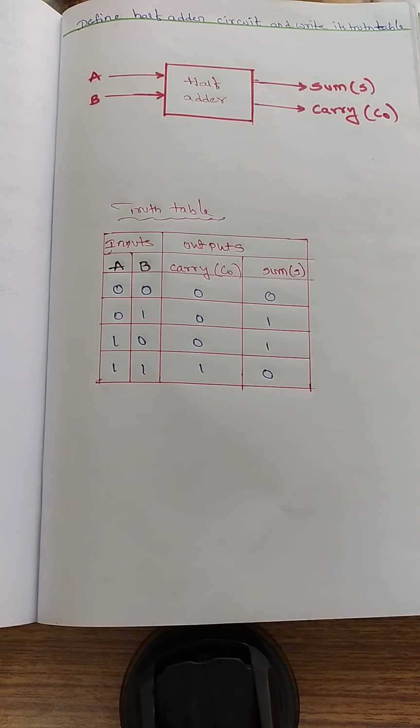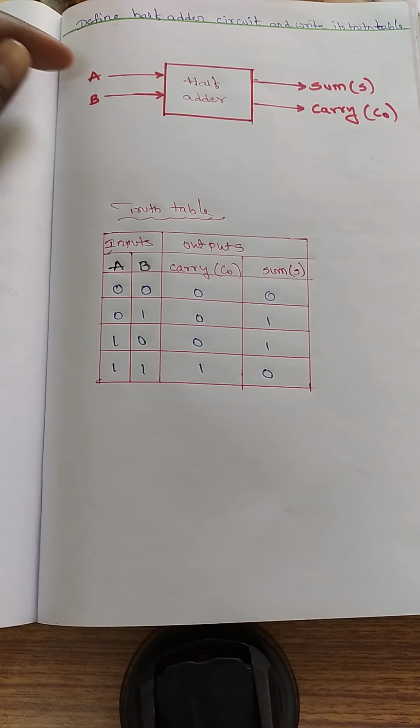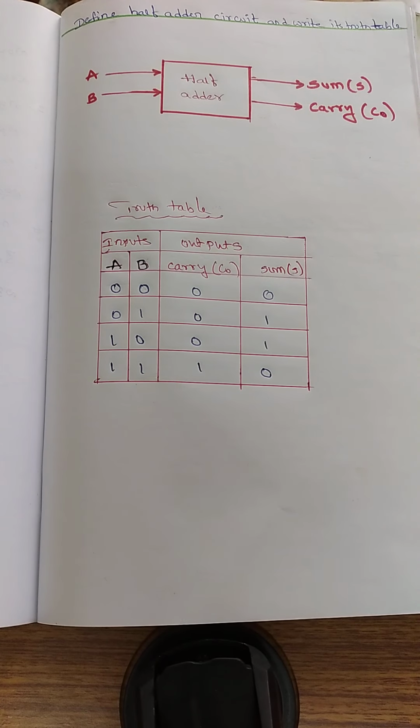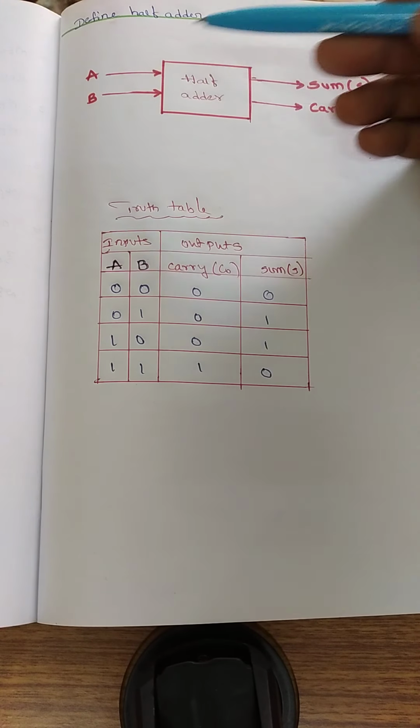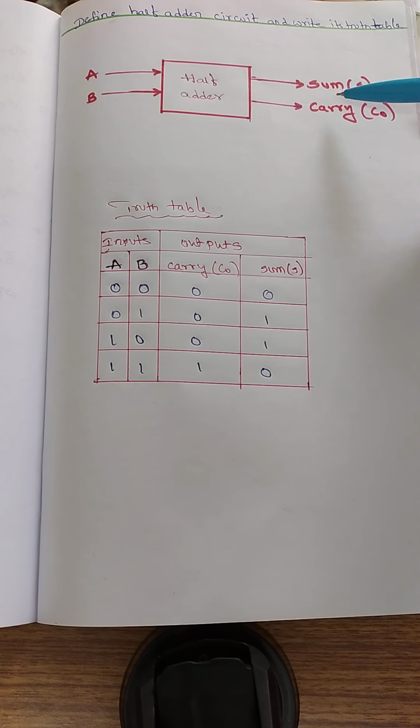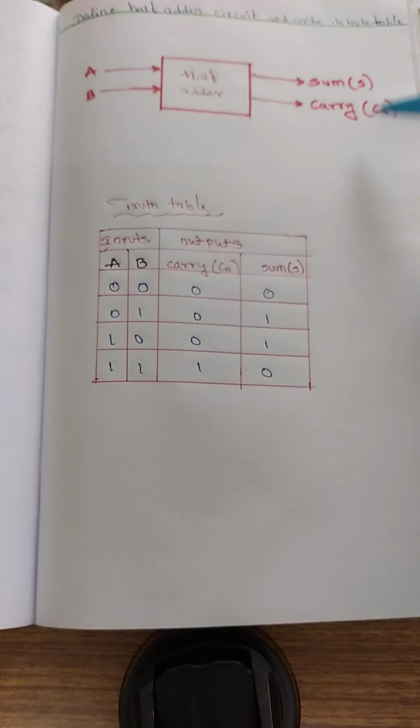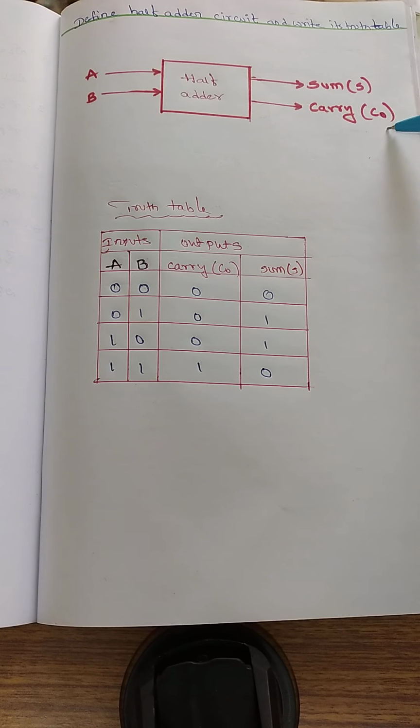Today we will discuss a topic on half adder circuit and its truth table. First of all, half adder is a combinational logic unit, and it can add 2 bits at a time and produce sum and carry. It will take 2 bits A and B and produce sum S and carry C0. 2 inputs, 2 outputs, where it can add only 2 bits at a time.